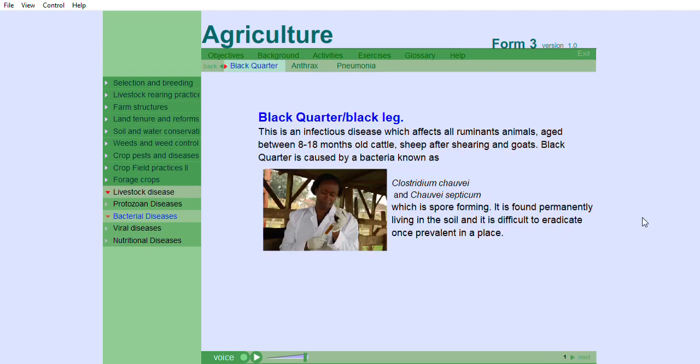Black quarter or black leg. This is an infectious disease which affects all ruminant animals aged between 8 to 18 months old: cattle, sheep after shearing, and goats. Black quarter is caused by a bacteria known as Clostridium chauvoei and Clostridium septicum, which is spore-forming. It is found permanently living in the soil, and it is difficult to eradicate once prevalent in a place.